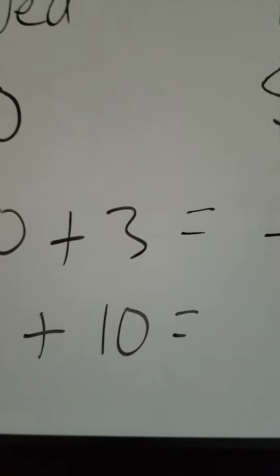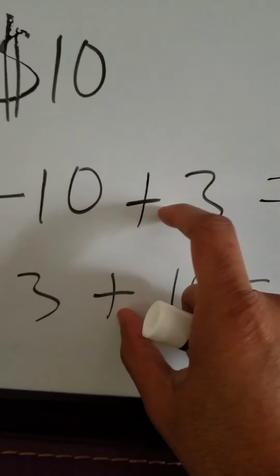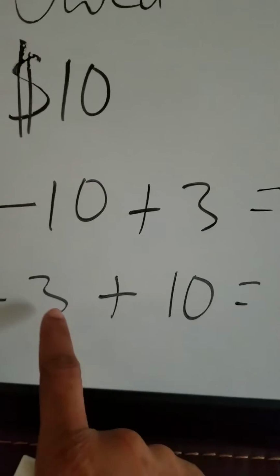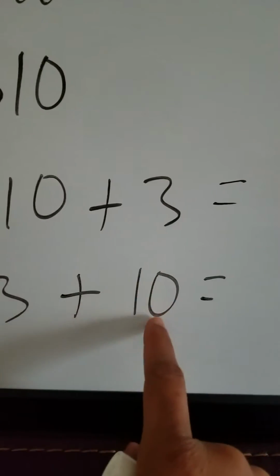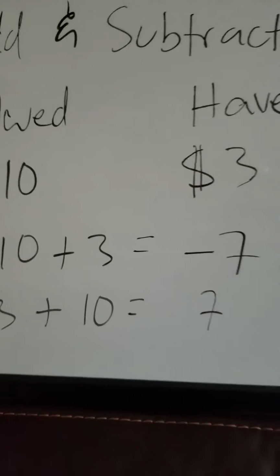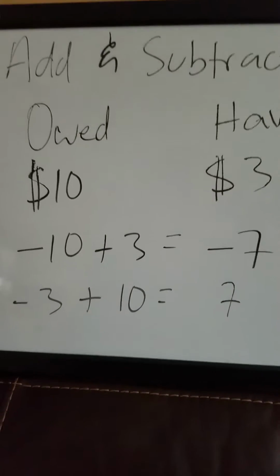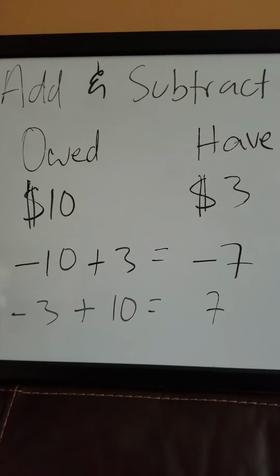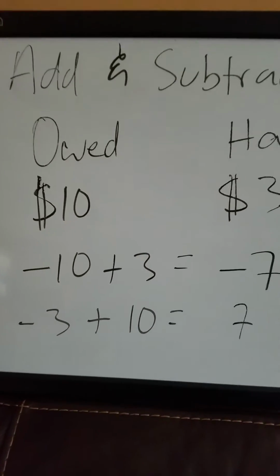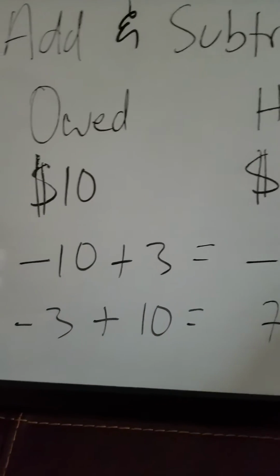So the big takeaway here is, whenever we're adding a positive and a negative number, we simply subtract the smaller number from the larger number and then keep the sign of whichever number is larger. Let me see if I could make that clearer for you. Great. Give you a moment to copy that down. And let's take a look at something that is a little bit more tricky.